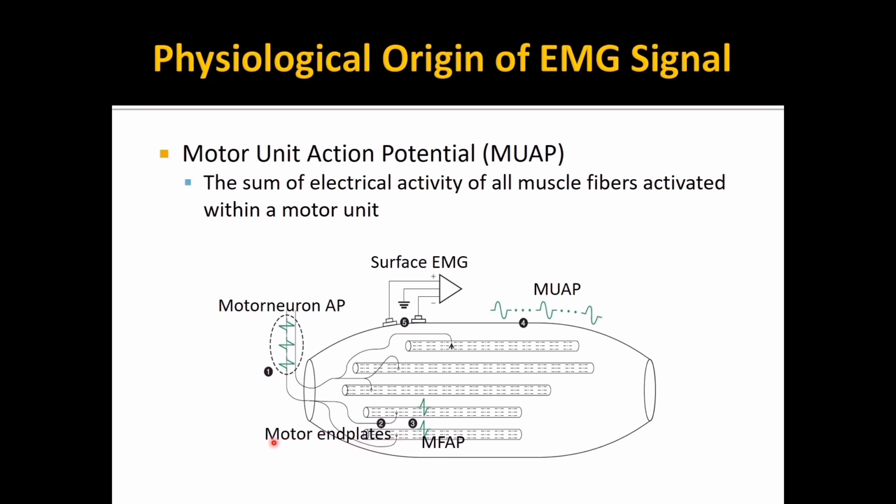So the released acetylcholine arrives at the motor end plates on the muscle fiber membrane, and then by the electromechanical process, a muscle fiber action potential is produced and propagates along the length of the muscle fibers. This is number 3. And number 4, the motor unit action potential, which is the sum of all muscle fiber action potentials activated by one motor neuron. Then we can get this motor unit action potential. Finally, we can measure this motor unit action potential using the EMG. Number 5.